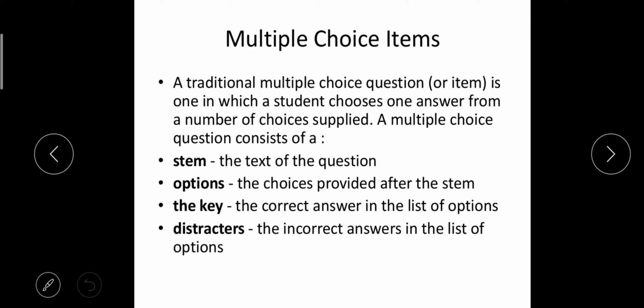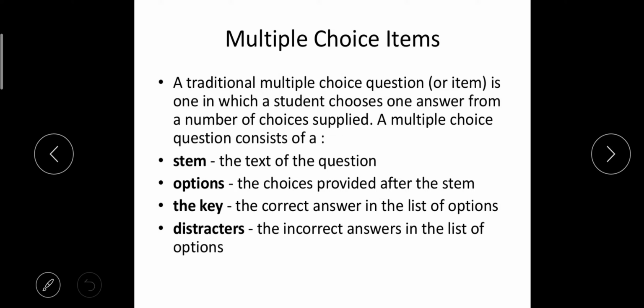Among those three you have to select the correct one. So a traditional multiple choice question or item is one in which a student chooses one answer from a number of choices. A multiple choice question consists of a stem, the text of the question; options, the choices provided after the stem; the key, the correct answer in the list of options; and distractors, the incorrect answers in the list of options.